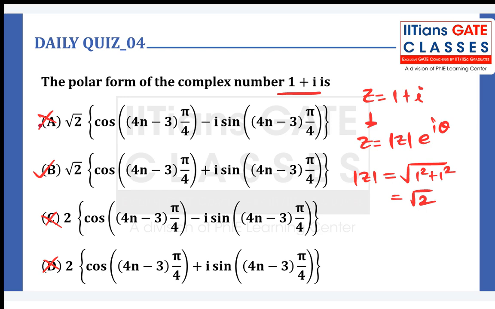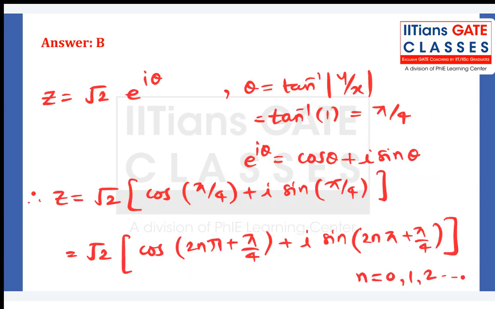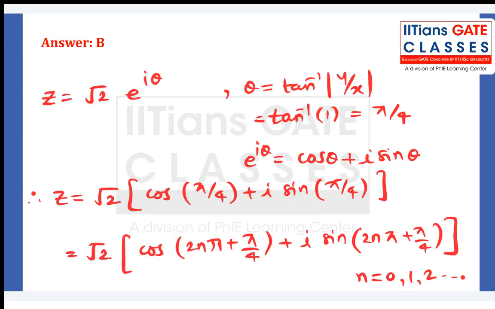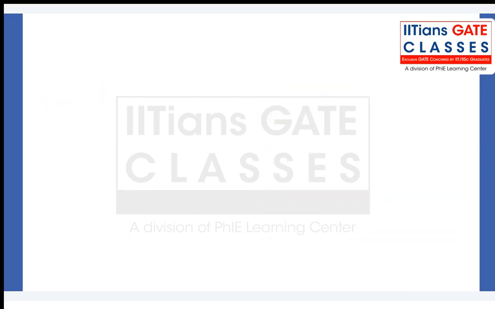Typically here n will be starting from 1, 2, like that. So more or less the options, whatever we have deduced here, is the same thing. It's like pi by 4 plus 2n pi or something like that. So pi by 4 is the main thing. So just by simple elimination technique, you could have answered option B. But the main thing is you should remember this: how do you write a complex number in polar form? If you do that, you should be able to answer these type of questions. Okay, so let's move on to the next question.